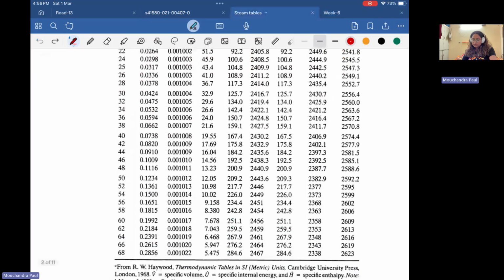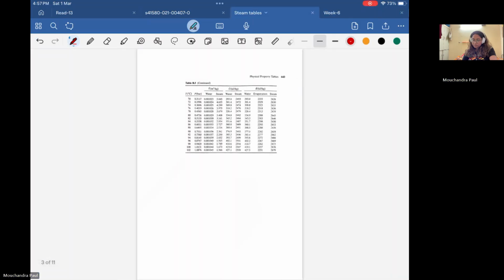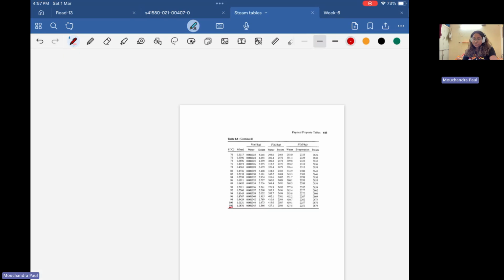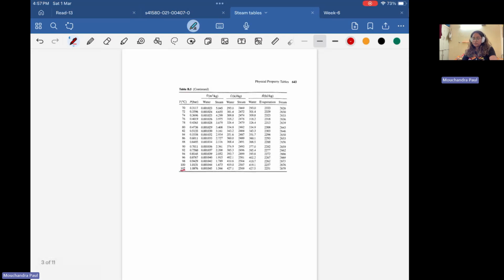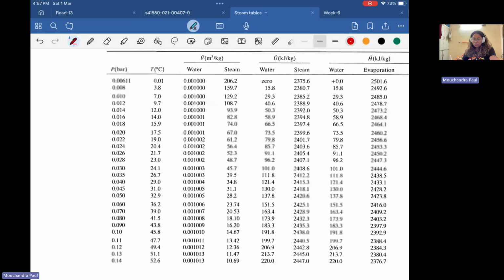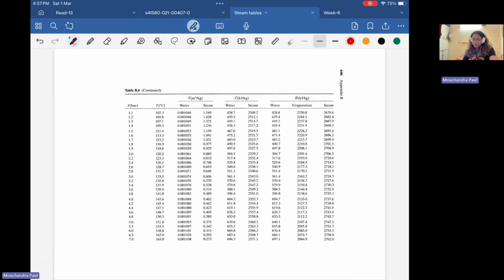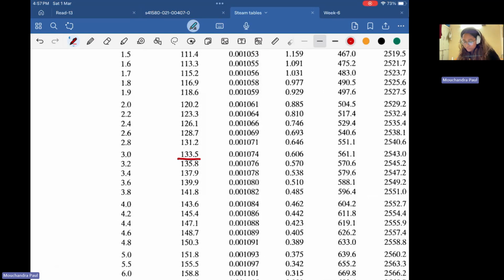So if you scroll, we are only at 68 degrees Celsius. Then the last is 102 degrees Celsius. So this table B5, where the values are given with respect to temperature, is not going to help us. But we have another table, the same thing, saturated steam, but here it is called the pressure table. We can now follow column 2, the temperature, in order to find the temperature of interest, which is 133.5. There you go, 133.5.